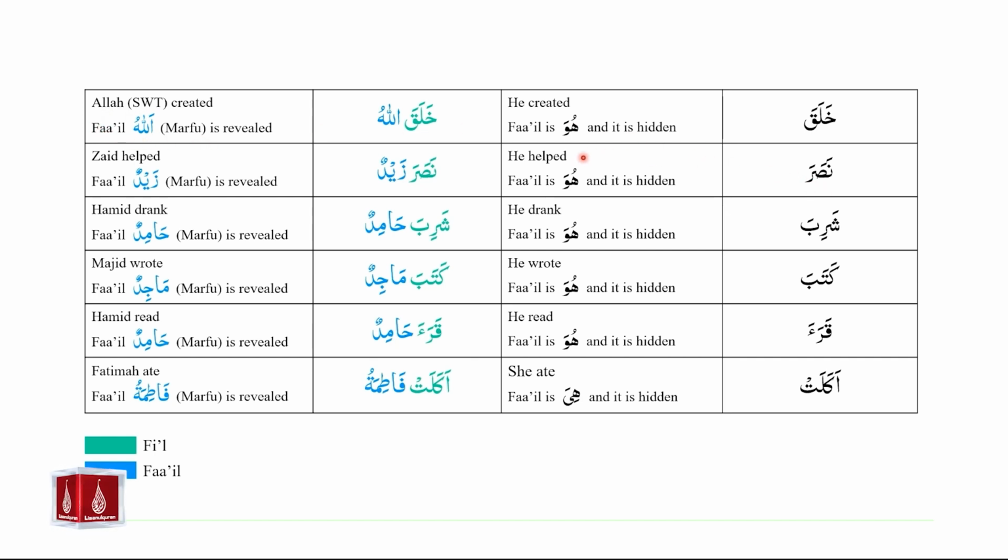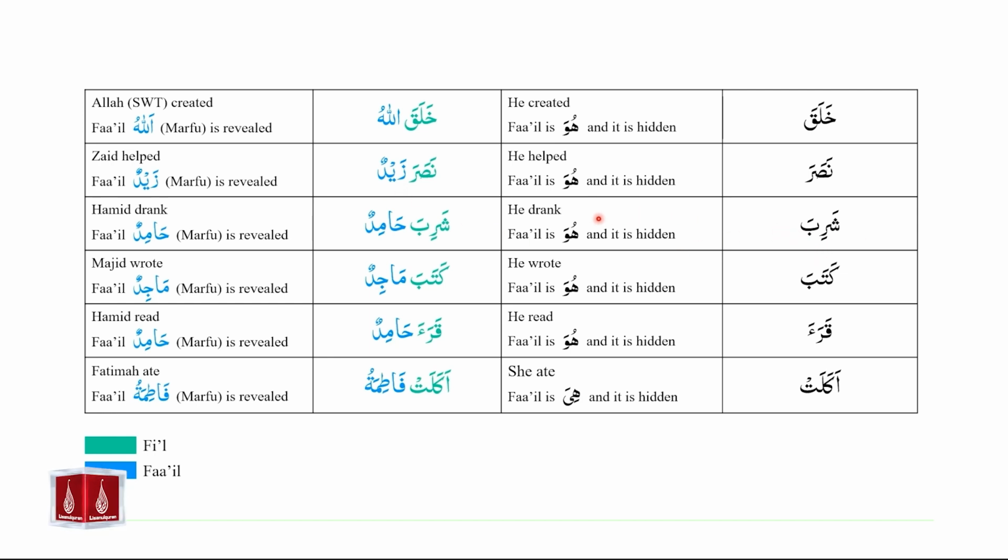Nasara, he helped. Similar to khalaqa, in nasara, the fa'il is huwa and it is hidden. And if we want to reveal the fa'il, we will say nasara zaidun. Zaidun is marfu. That is how we will identify zaidun as the fa'il. Nasara zaidun, Zaid helped. Nasara, he helped. In the case of nasara zaidun, there is no fa'il hidden in nasara. There is no huwa in nasara.